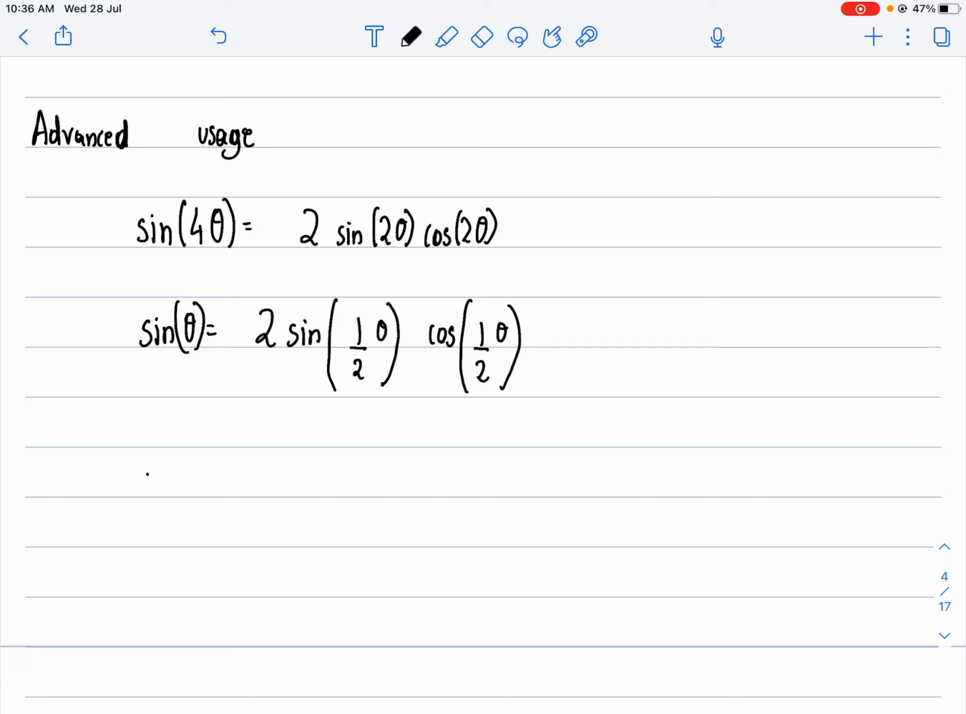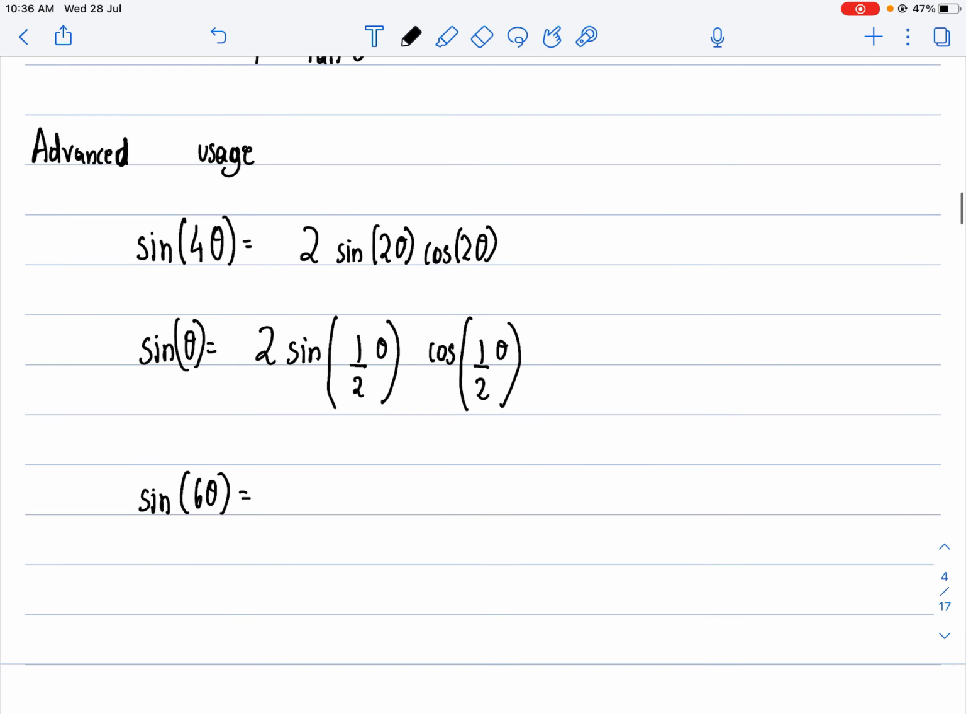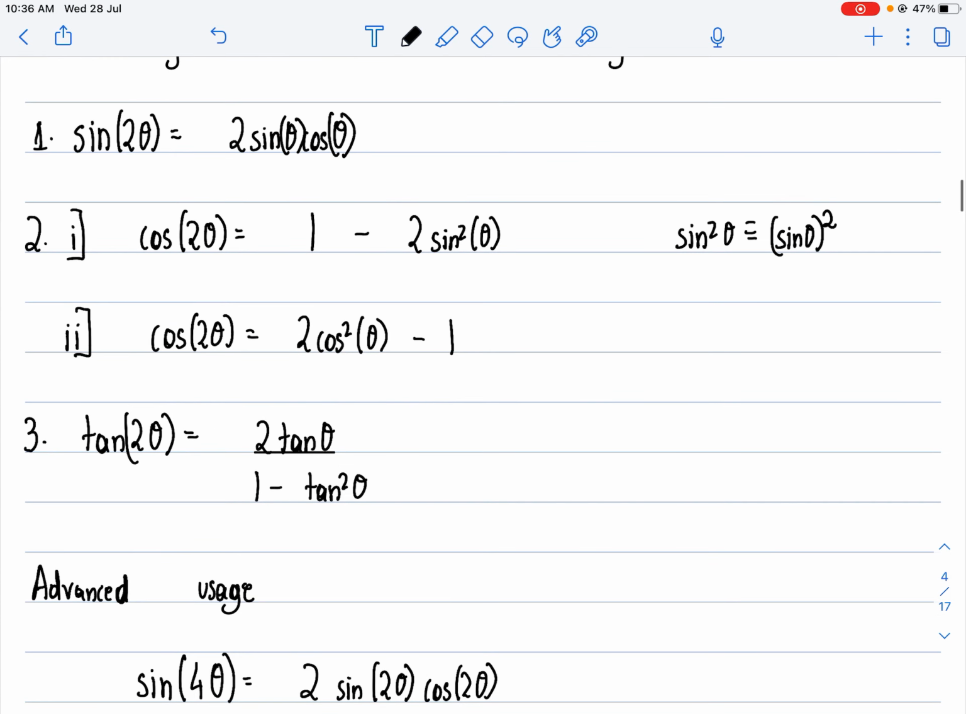So what if I give you something like sine 6 theta? Okay, what can I write this as? You can pause the video and try. If not, I can explain it to you. Basically, I know that sine 2 theta can be written as 2 sine theta cos theta. Correct? This is what I can write it as.